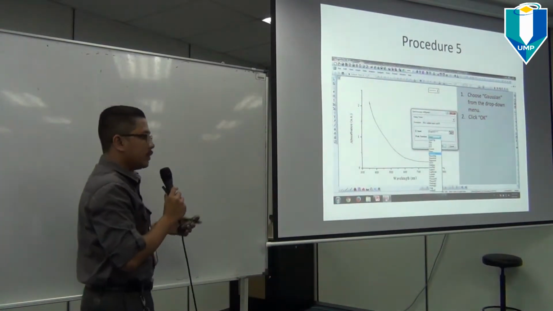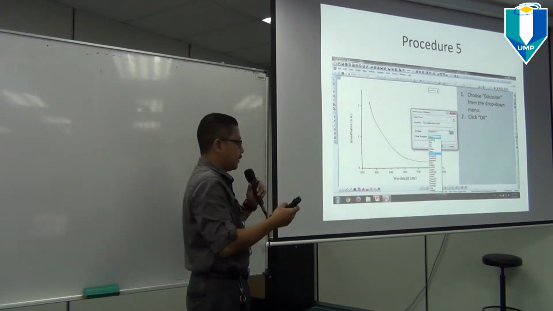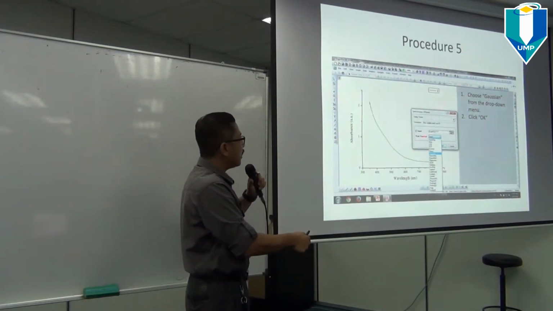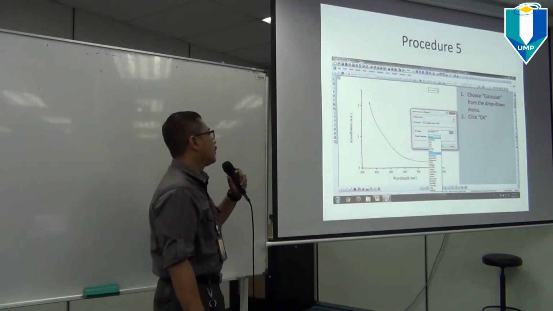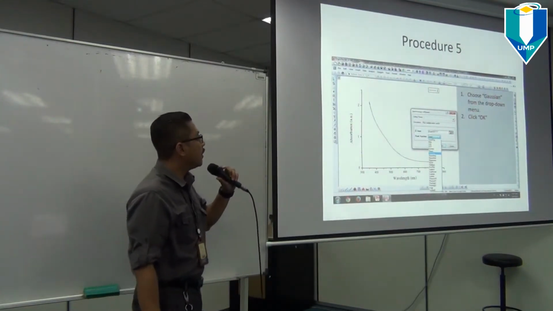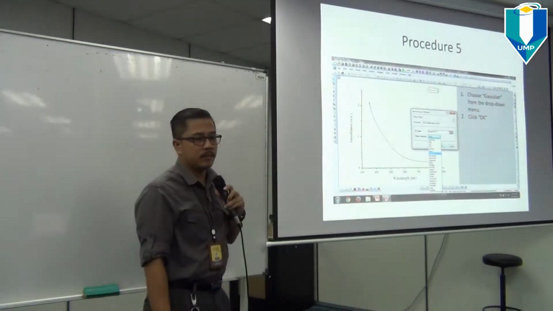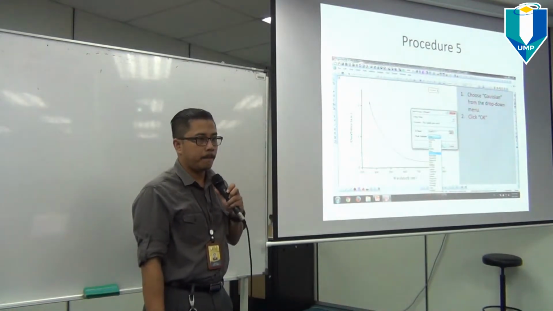So the next thing is there will be a pop-up. In this pop-up you need to click at the peak function and choose Gaussian. Not Gauss, but Gaussian. From the drop-down menu, choose Gaussian and click OK. Done?